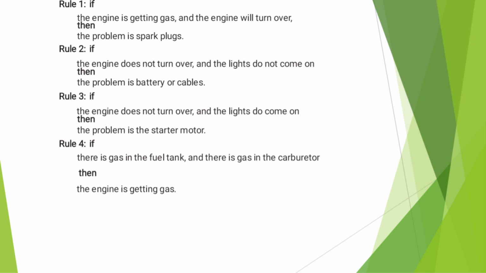Rule 3: If the engine does not turn over and the lights do come on, then the problem is the starter motor. Correct currents are not coming. Then rule 4: If there is gas in the fuel tank and there is gas in the carburetor, then the engine is getting gas. Okay, these are the sample rules.